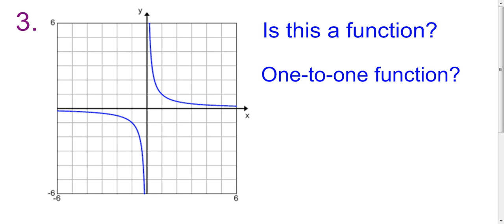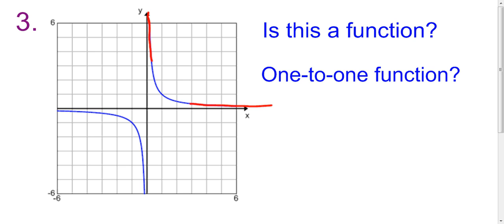And then lastly, is this guy a function? You're going to get problems that look like this on your homework. And just so you know, these lines right here are approaching the y-axis, but they never touch it. The higher it gets, closer and closer to the y-axis, but it never touches it. Same thing here, it gets closer and closer to the x-axis as it goes across, but it never touches it.